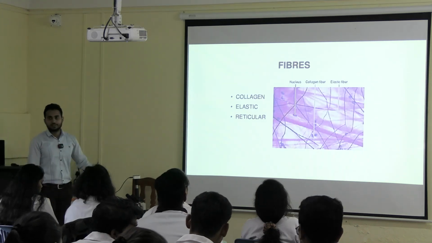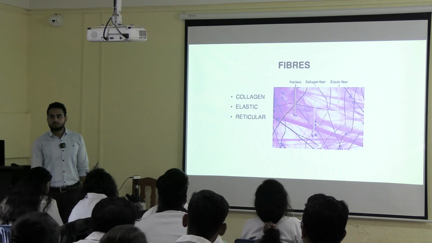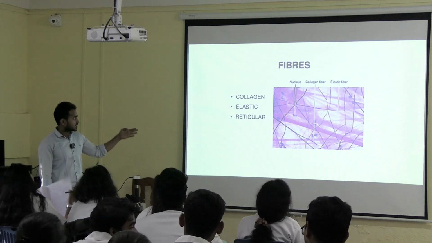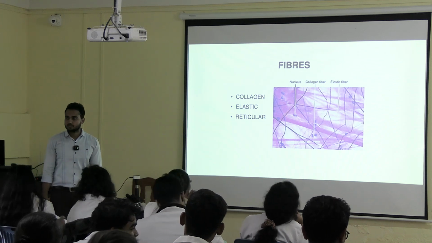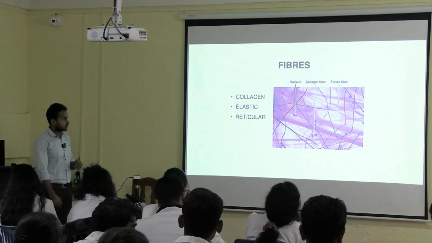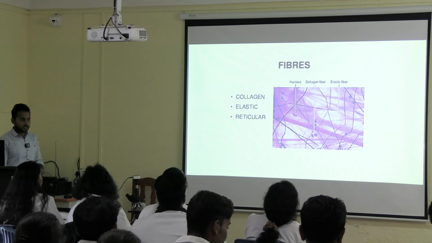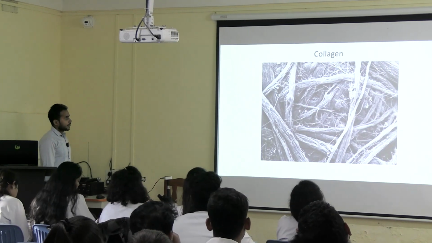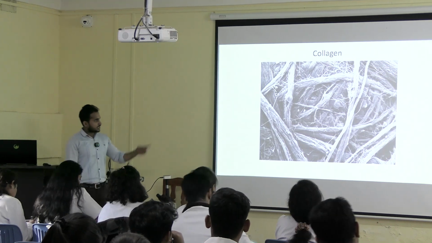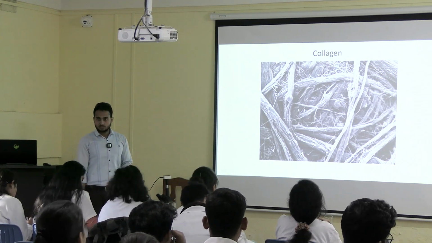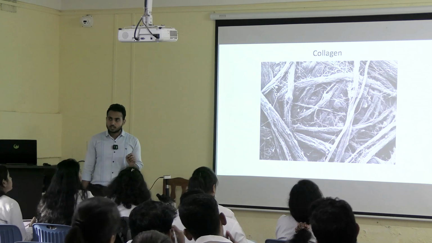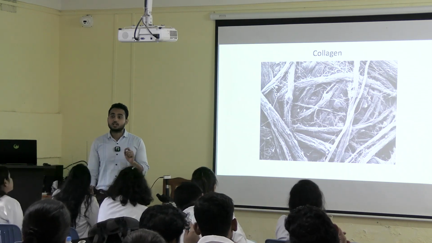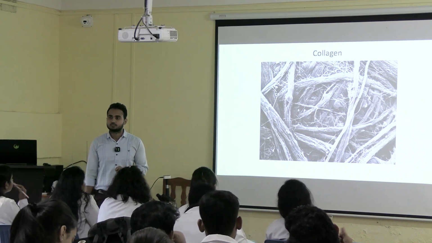Next are the fibers. How many types of fibers are there? Three types of fibers: collagen fibers, elastic fibers and reticular fibers. Now we'll see one by one. First we'll see the collagen fibers. Can you see the image of the collagen fibers? Have you heard about ultrastructure, anyone? What is it?